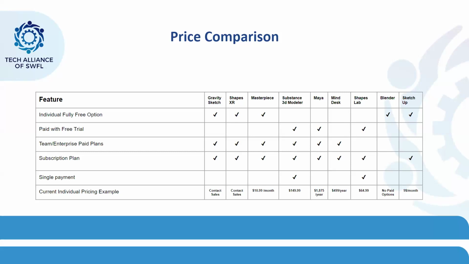Maya is a very expensive software. It costs around $2,000 a year, but Maya is a full-fledged software used for animation, modeling, and it has a lot of features. And then there's Mindesk, the subscription, if you work a lot with CAD software, if you want to create a lot of real things, that one's $500 a year. Shapes Lab is the cheapest of the paid options at $65.